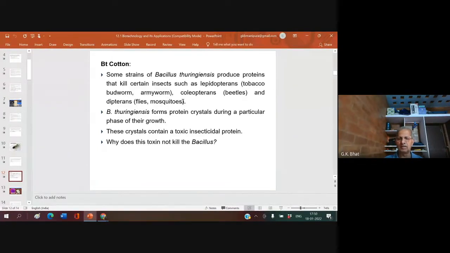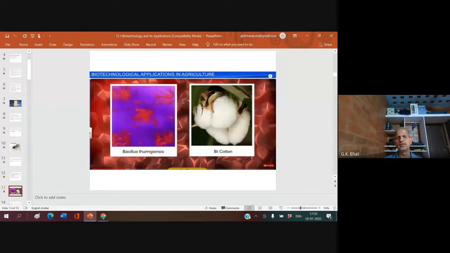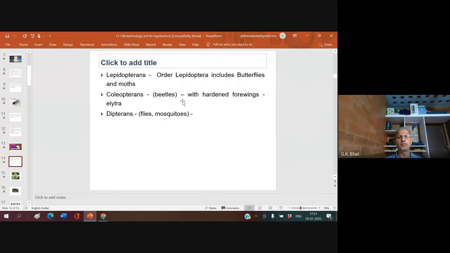I shall show you this. These are the Bacillus thuringiensis, and these are extensively used in BT cotton. That is the cotton which has developed a Bacillus thuringiensis gene to have insect resistance. You must know what are the order Lepidoptera, what are the coleopterans, what are the dipterans. Order Lepidoptera includes butterflies and moths. Coleoptera means beetles. Dipteran means flies, mosquito, your house fly, like that. All flies come there. Your cockroach also comes under the dipterans. So lepidopterans, coleopterans, and dipterans.